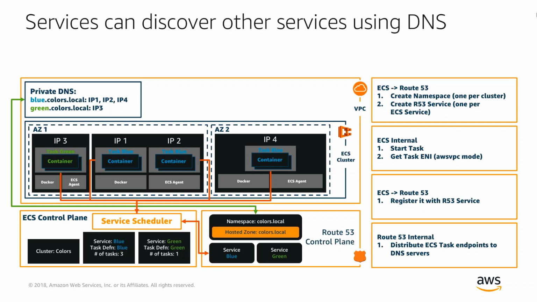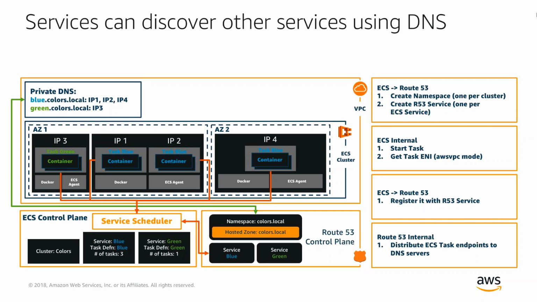And when it starts a task, it will query the details of that task to see what its particular unique IP address is for that task that's running in one of your cluster instances. Once it has that IP address, it's able to talk to Route 53 and register it. And then Route 53 distributes those ECS task endpoints across the different DNS servers that are specified there. So here we see there's a blue.colors.local and green.colors.local, and they each have their own set of IP addresses that point to individual tasks from your cluster.